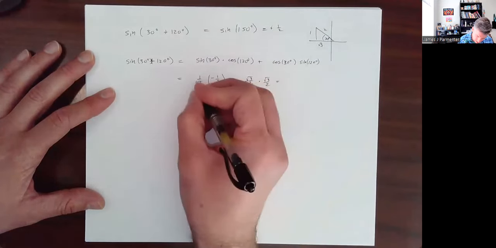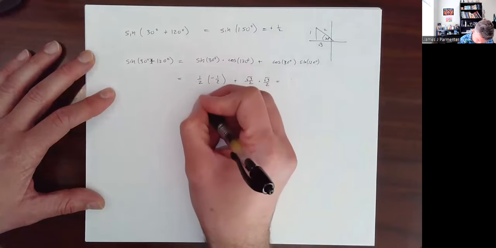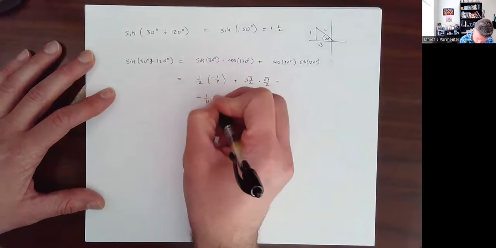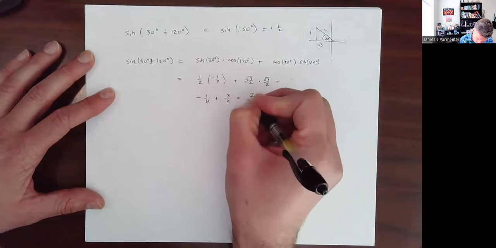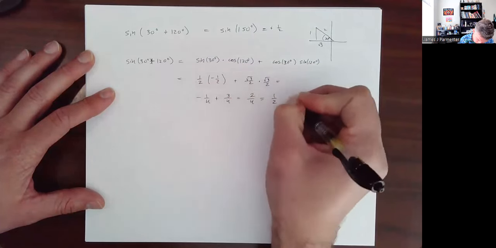So I have a 1/2 times negative 1/2, which is a negative 1/4, and a √3/2 times √3/2, which is a positive 3/4. That equals 2/4, which equals 1/2. Check.